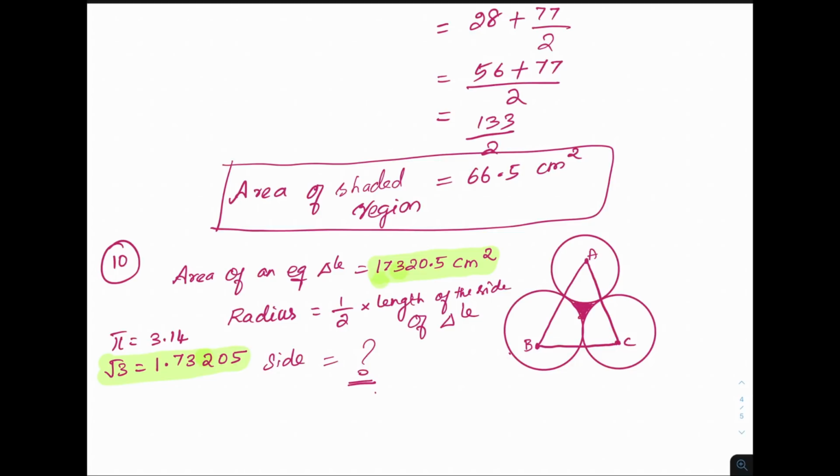Here you can compare the area of the triangle and the root 3 value. Here it is given 17,320.5 centimeter square, but the root 3 value is 1.73205. The decimal places and the whole numbers of both values are the same. Why? Because it will get cancelled easily. That's the reason they have given so. So you should think and do all these. The radius they have given us is half the length of the side of the triangle. We don't know the length of the side, so we should find it from the area of an equilateral triangle.